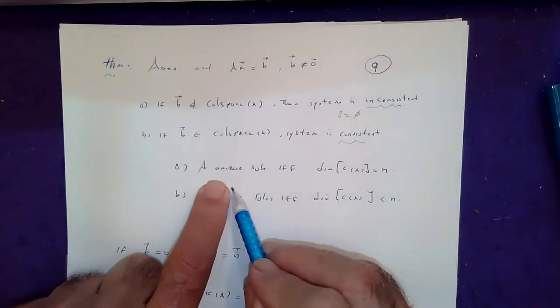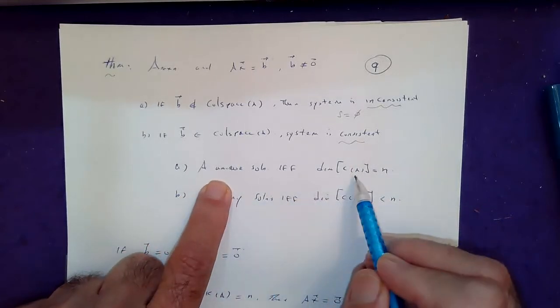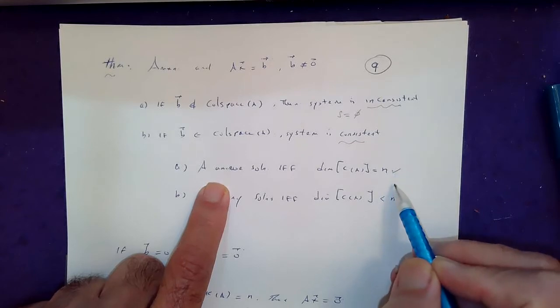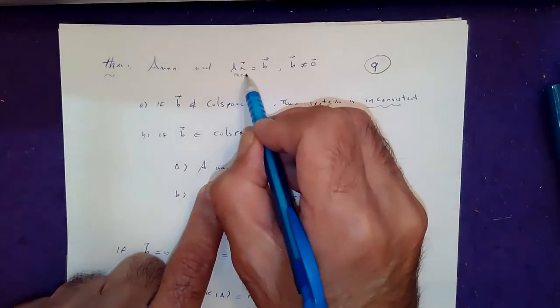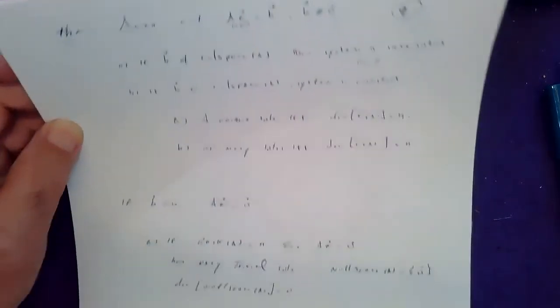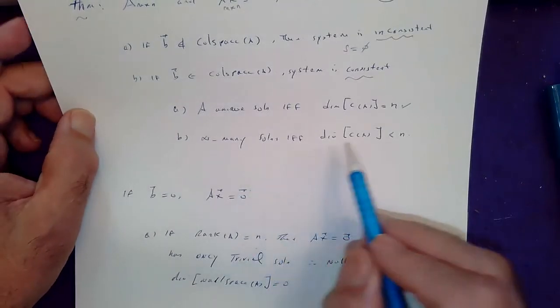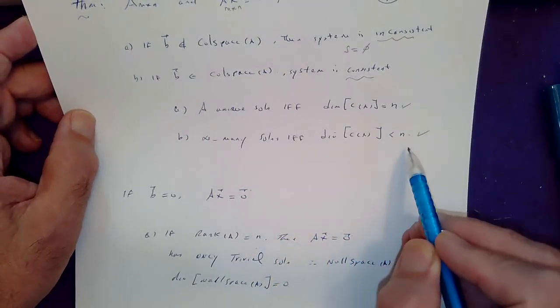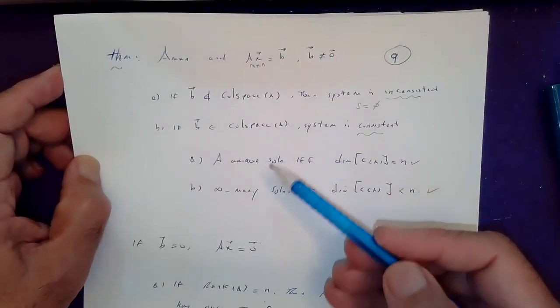Now you would have a unique solution if and only if the dimension of the column space matches n. Remember, n is the number of columns of matrix A. And you have infinitely many solutions if the dimension of the column space is less than n. So there goes why we need column space.